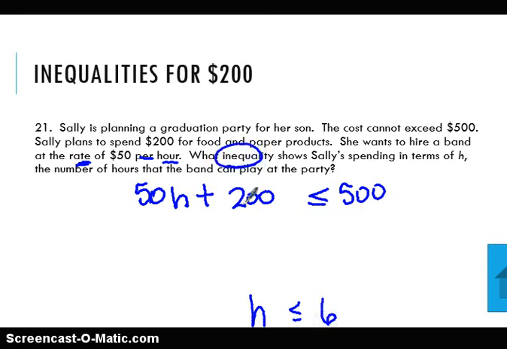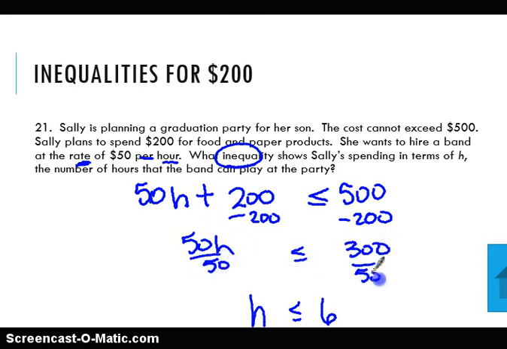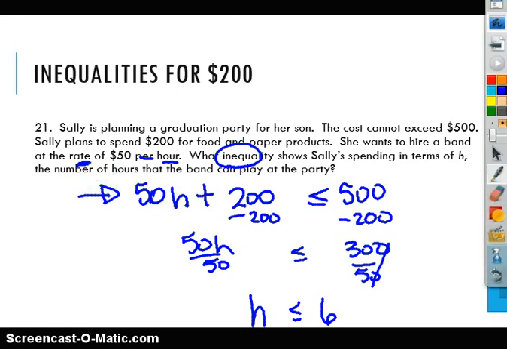So really didn't need to do that. Let me make sure. That's what I saw on a lot of your papers. So we got 50h is less than or equal to 300. Divide both sides by 50. 30 divided by 5 is 6. So the band can only play for 6 hours. However, what we really and truly needed was this right here, what you did to get there.